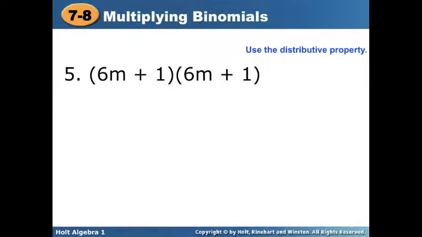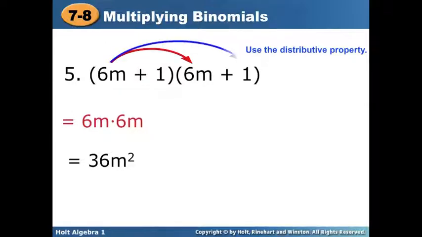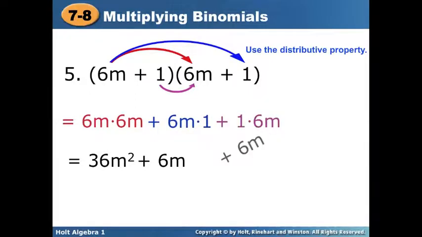Example number 5. We have 6m plus 1 times 6m plus 1. When we use the distributive property, start with 6m times 6m. This gives us 36m squared. 6m times 1 is 6m. 1 times 6m is 6m. And then finally 1 times 1, again you're multiplying here, gives us 1.